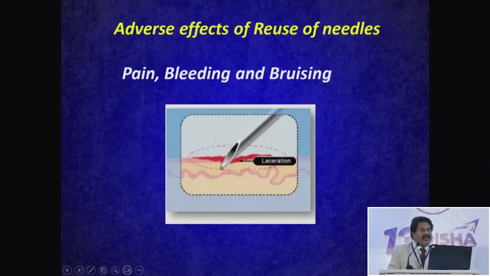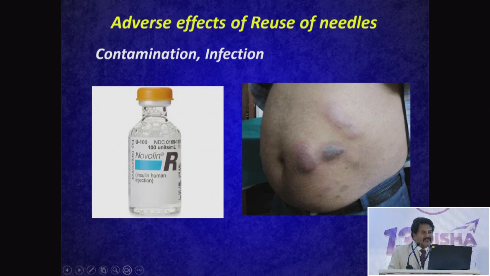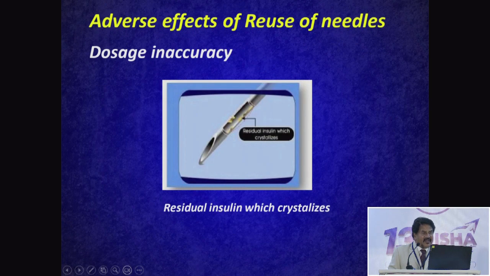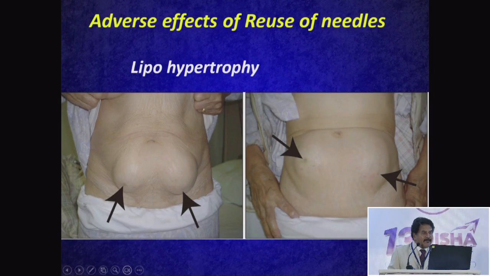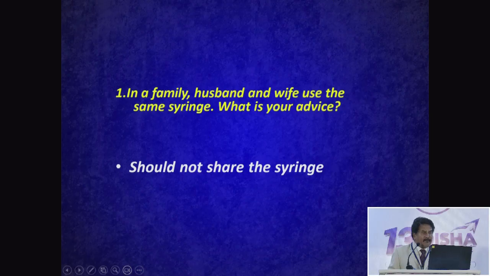Reuse of needles causes pain, bleeding and bruising, contamination, and infection. The residual insulin in the needle gets crystallized, which affects the flow of the next dose, so there is dosage inadequacy. Sometimes the needle breaks off and lodges under the skin. This is quite common in many of the villages. We have to educate. And one of the complications of reuse of needles is lipohypertrophy.